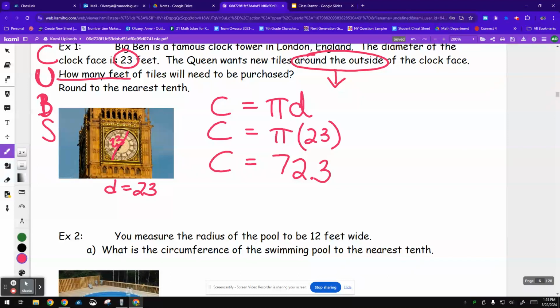72.3 what? Feet. That was our question. How many feet? 72.3 feet. So we're probably going to round up to 73 feet, right? All right, so that's how you do it. Let's take a look at the next question.